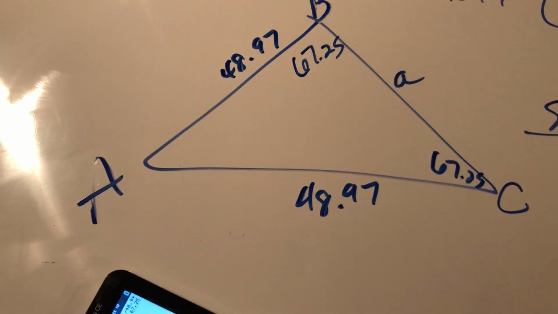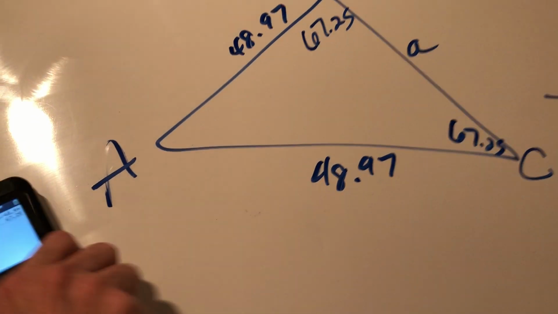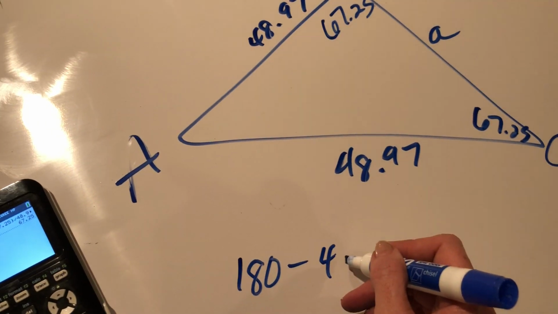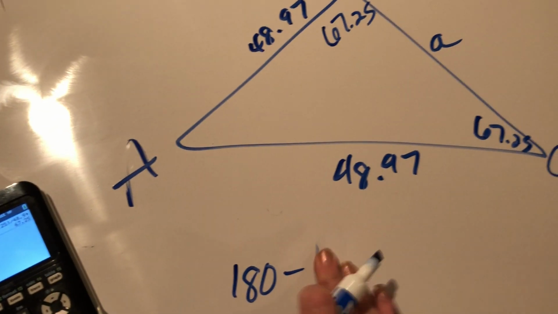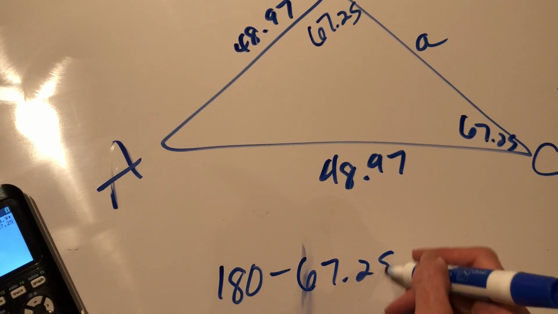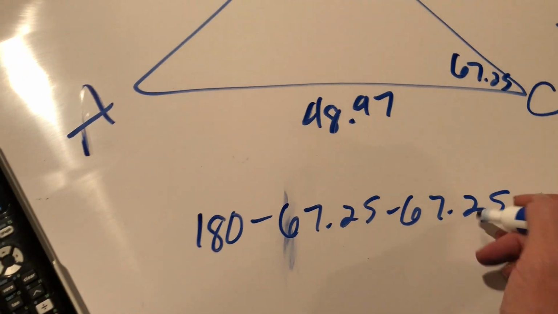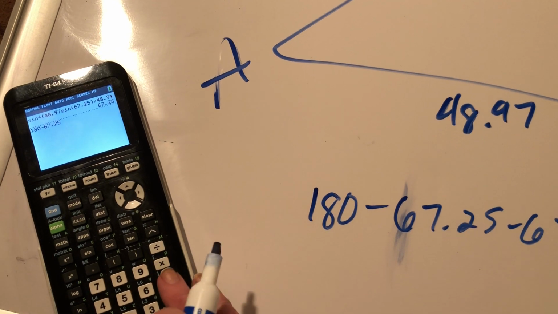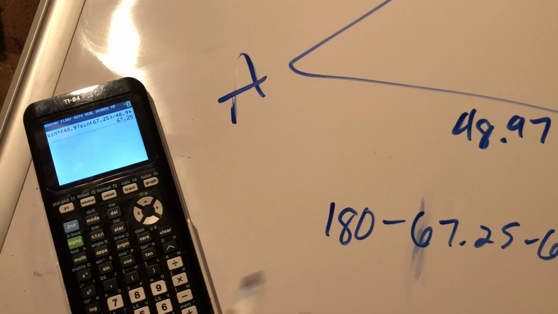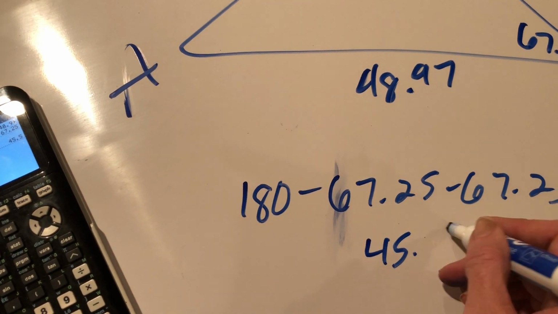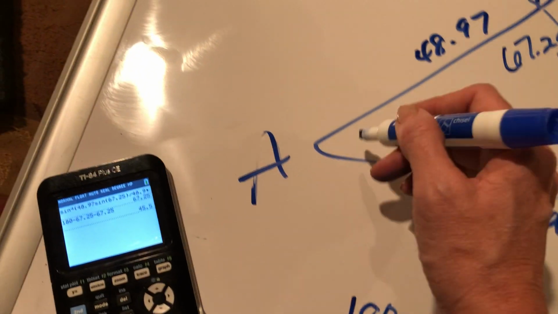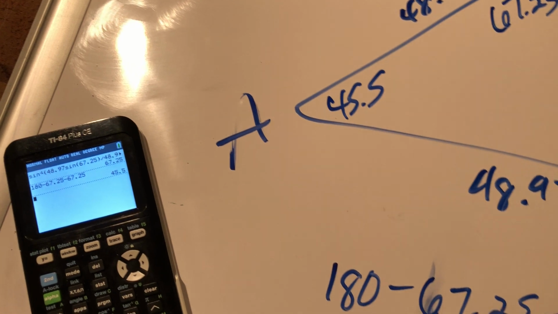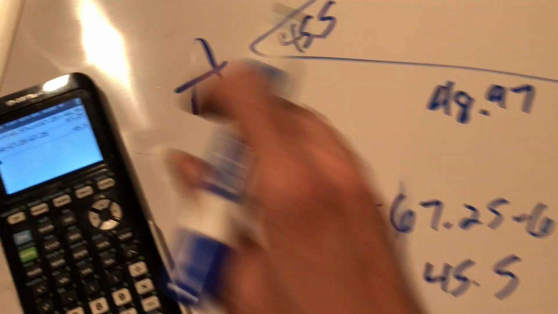And now we have to find angle A and side A. So angle A, still easy, 180 minus 67.25 minus 67.25 equals 45.5. So angle A is 45.5. That's angle A. Now we need side A.